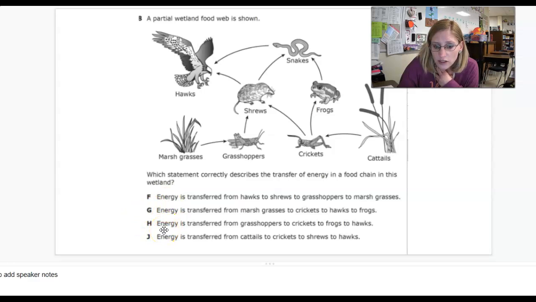So let's look at H. Energy is transferred from grasshopper to cricket. Doesn't look like that happens, right? This doesn't go to there. There's no arrow pointing to it, so that's not right. Energy is transferred from the cattail to the cricket to the shrew to the hawk. That one seems like the winner, right? That's the one that mostly makes sense. It's going in the right direction. So J is going to be your correct answer. Make sure you follow the arrows in order to find the correct answer. Remember that an arrow means gives energy to.